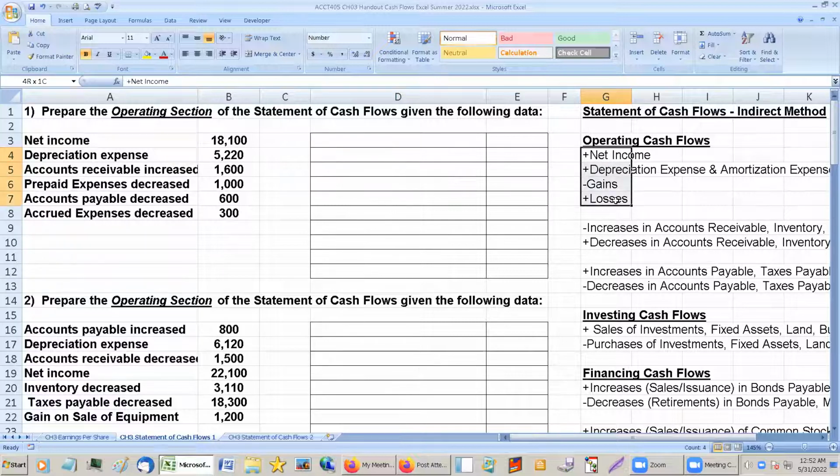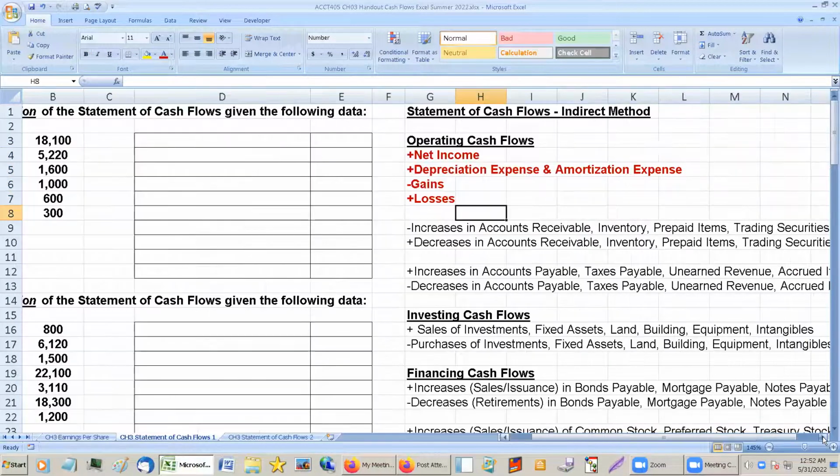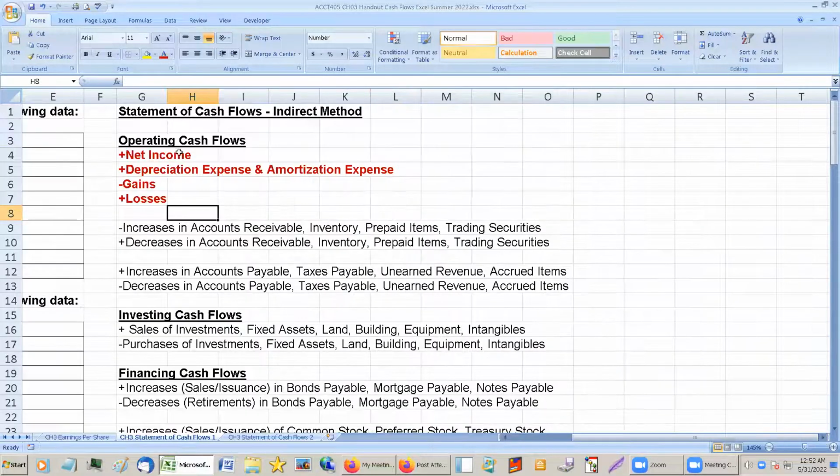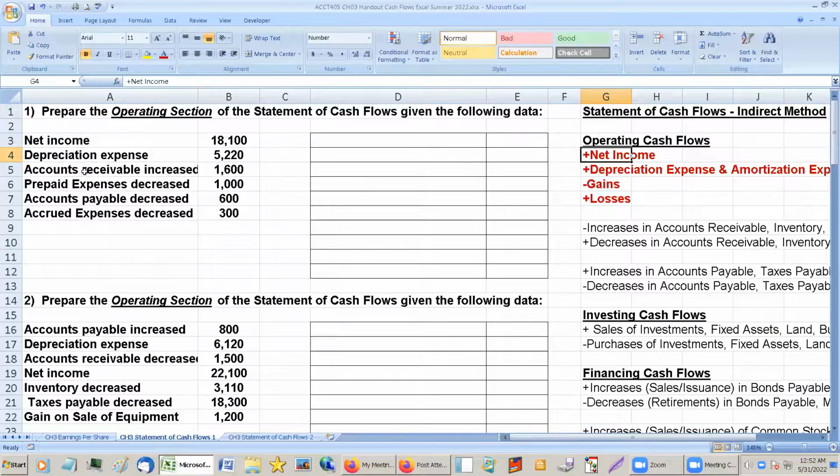All right, over here for the statement of cash flows. We take the net income first. So we start out with net income. Over here we have net income. This is for the operating section. We add back depreciation or amortization expense.